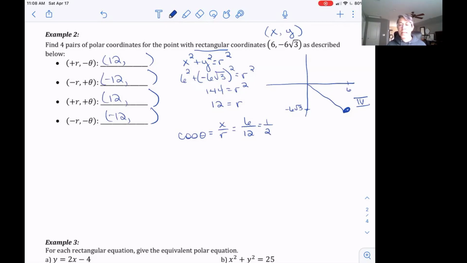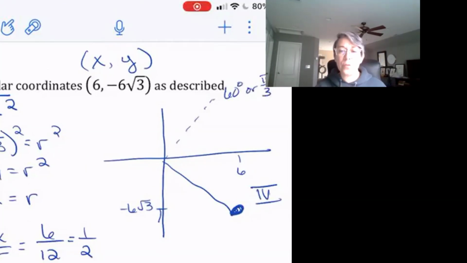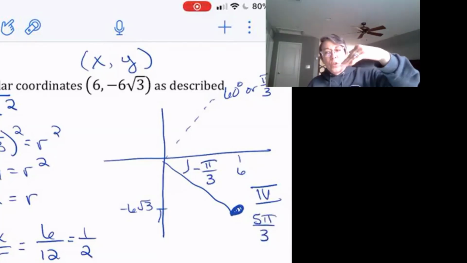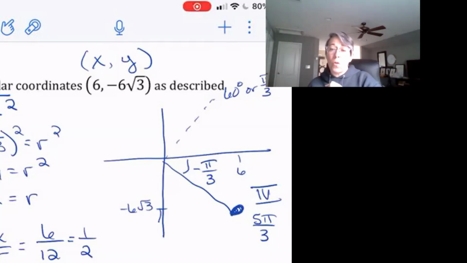So when does cosine equal 1/2? Positive is in the first and the fourth quadrants. So if we're looking at the fourth quadrant, there's a couple of angles there that would work. The reference angle would be up here at 60 degrees or pi over 3, which means this angle here is a negative pi over 3 or positive 5 pi over 3. So we have two choices if we're going down in that direction towards that angle.